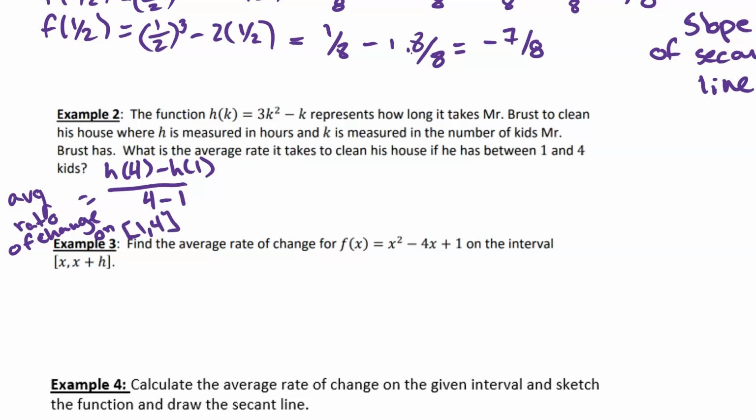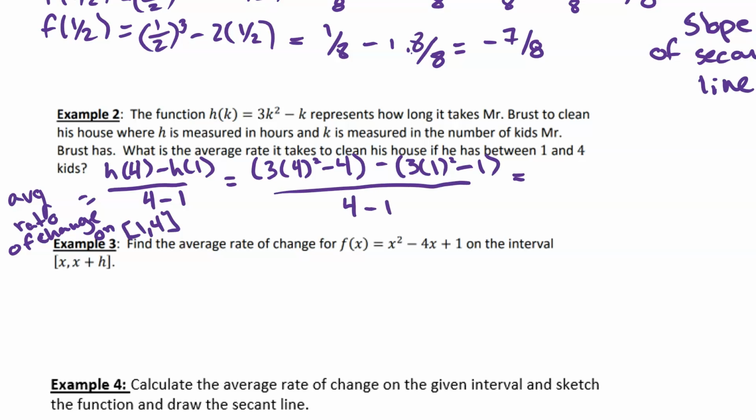All right, so we've got 3 times 4 squared minus 4 minus 3 times 1 squared minus 1 over 4 minus 1. 4 squared is 16 times 3 is 48 minus 4 is 44. 3 minus 1 is 2. 4 minus 1 is 3. 42 divided by 3 is 14. So that's 14 hours per kid.